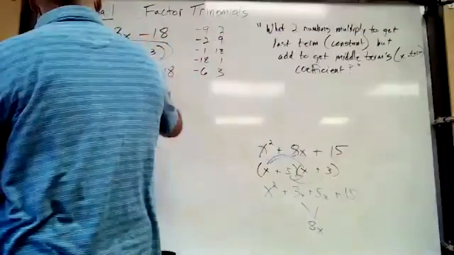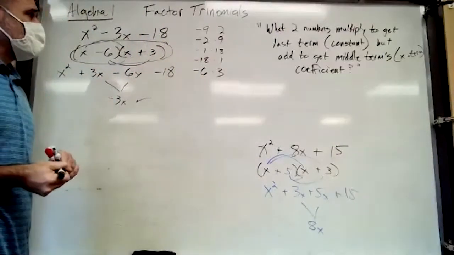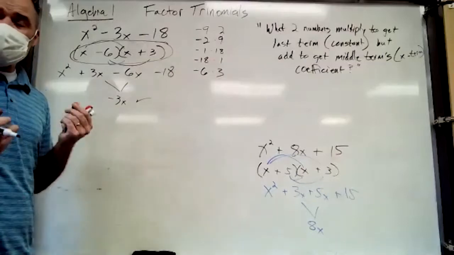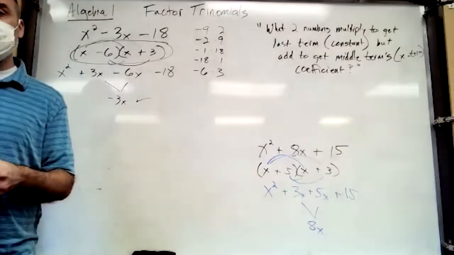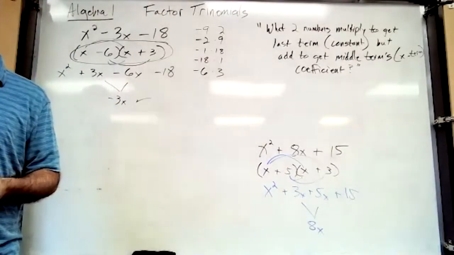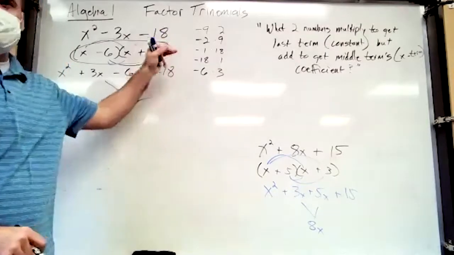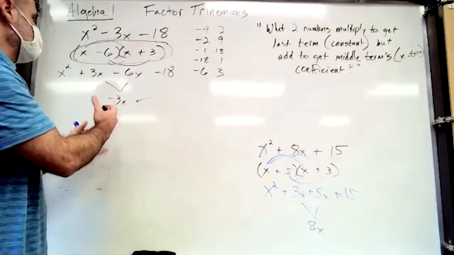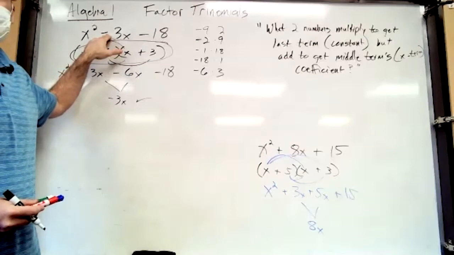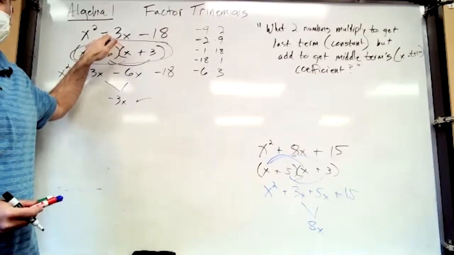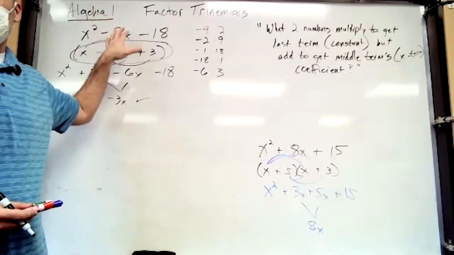So the middle term's coefficient is negative 3. The last term is negative 18. So negative 6 times positive 3 equals negative 18, but negative 6 plus positive 3 equals negative 3. So that works. All right. So when you have a negative last number, you're going to have unlike signs. And basically, the sign of this one tells you which number is going to be bigger, because when you add it together, you have to end up with 3 more negatives.